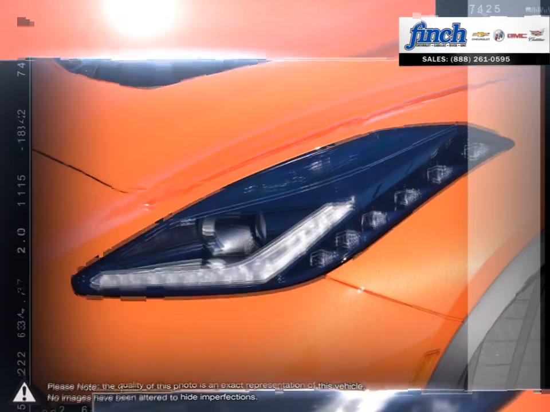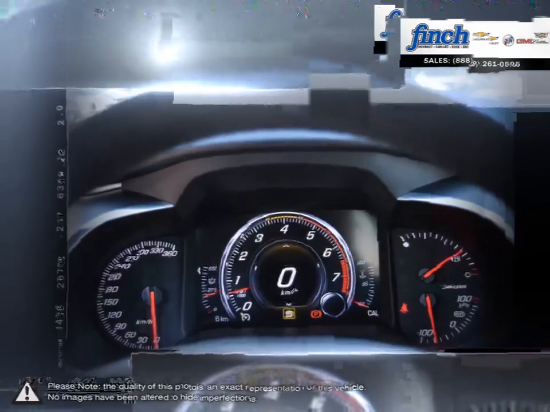These advanced ventilation systems also help airflow from front to back, cooling critical components of the perfectly balanced powertrain. With its aggressively sculpted exterior and driver-oriented cockpit, the Corvette is the quickest, most powerful, and most capable Chevy there is.